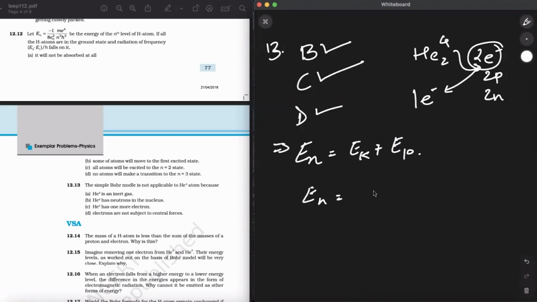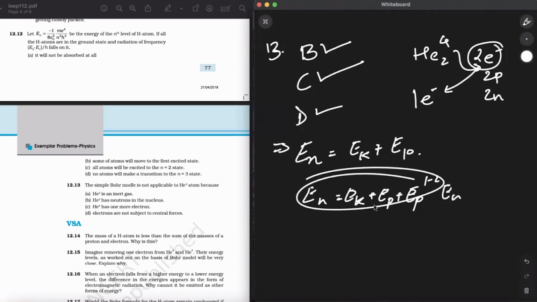electrons also. So E_n is equal to E kinetic plus E potential plus, I can write it as, E_P1-2, E1. Therefore, for a two electron system, electrons are not subjected to a central force like in the one electron system. That is the case over here. So that is why option D will be correct. So the correct options will be B, C and D.